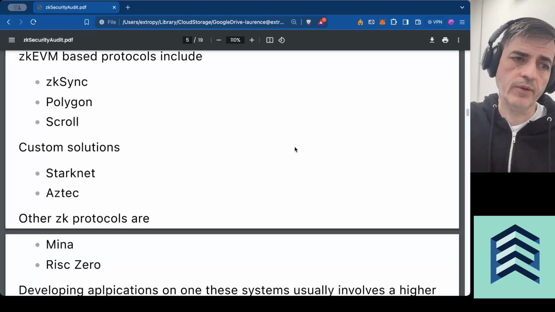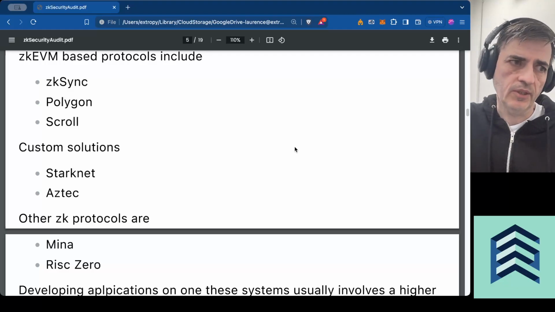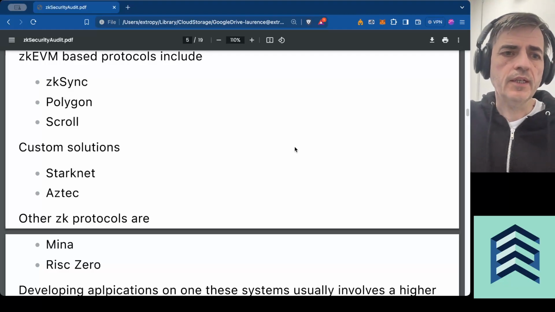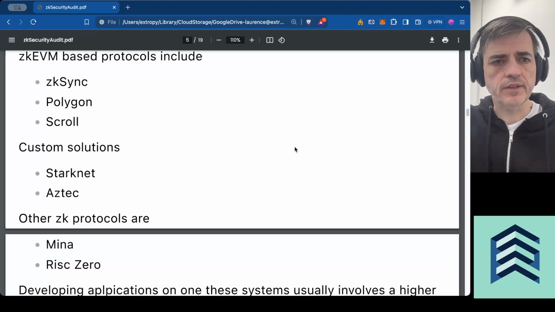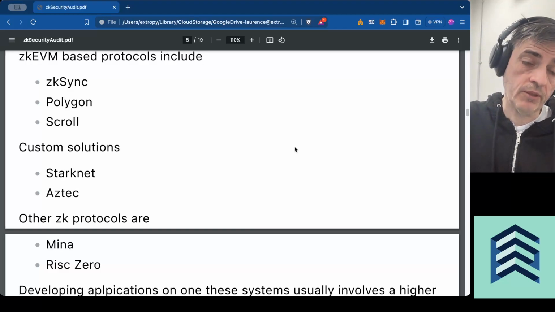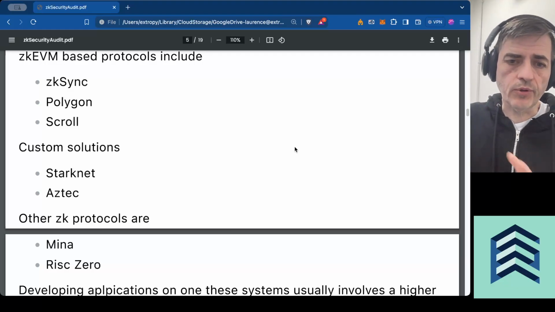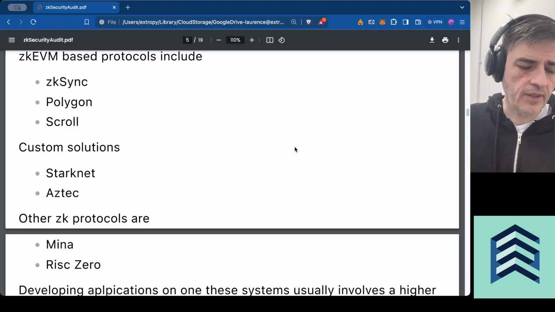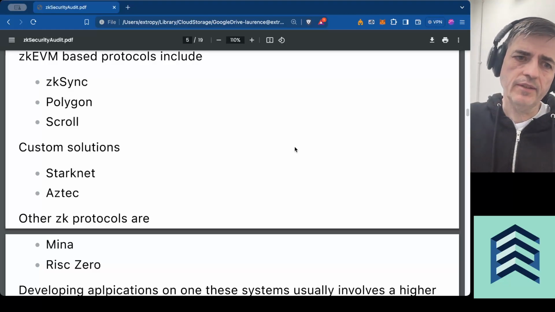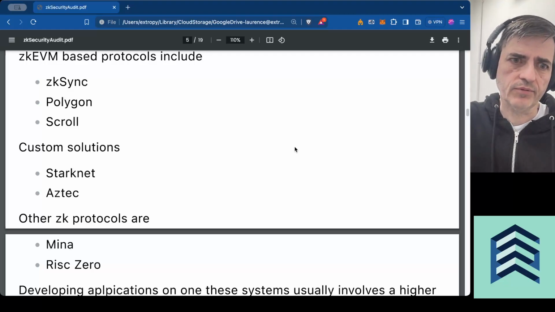They use the Cairo language, which is completely separate to Solidity. There's no compatibility with the EVM at all. Also, Aztec, in the current version or the upcoming version of Aztec, is taking quite a different approach to execution. Although there is interaction with the EVM, they also have a thing called a private execution environment. So this is a little different as well.